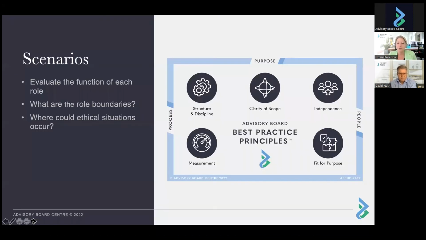Now, David, I'm going to road test some scenarios with you. We've got 5 minutes and then we'll move into Q&A. So we're going to use the best practice principles and I'm going to test some thinking around that. So probably leave about a minute each. You're all good with that? Great, let's go.